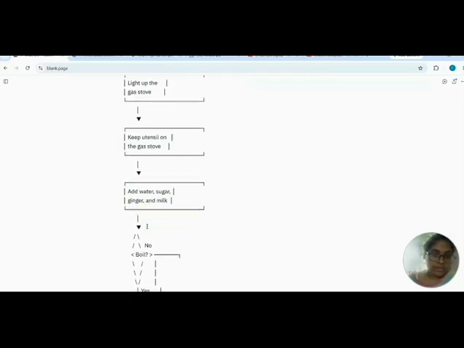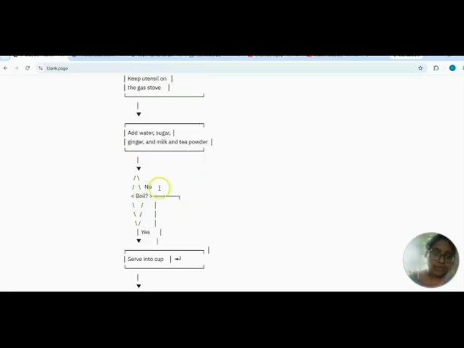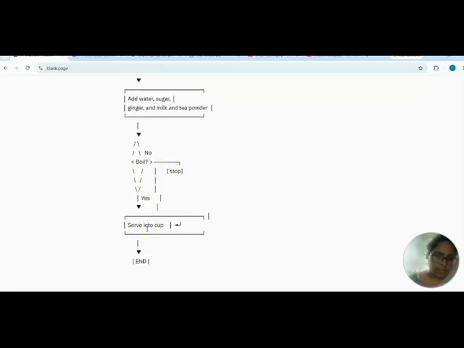Then add some water, sugar, ginger, and milk. Here we can also write tea powder. Then if no boil happens, we end here with stop. And if a boil happens, yes, serve into the cup, and then we have to end it.